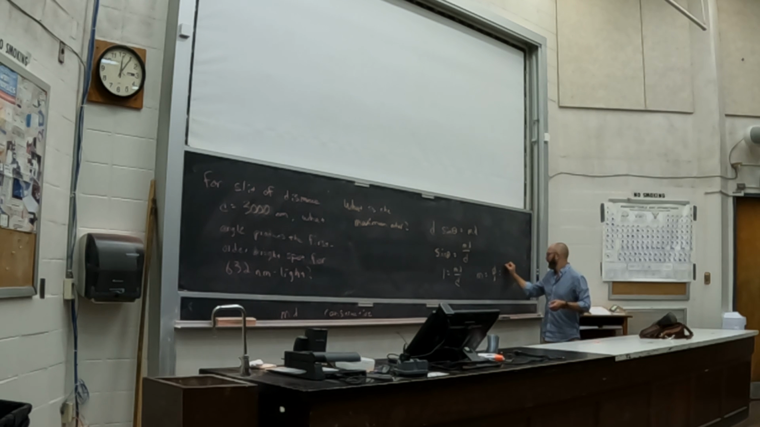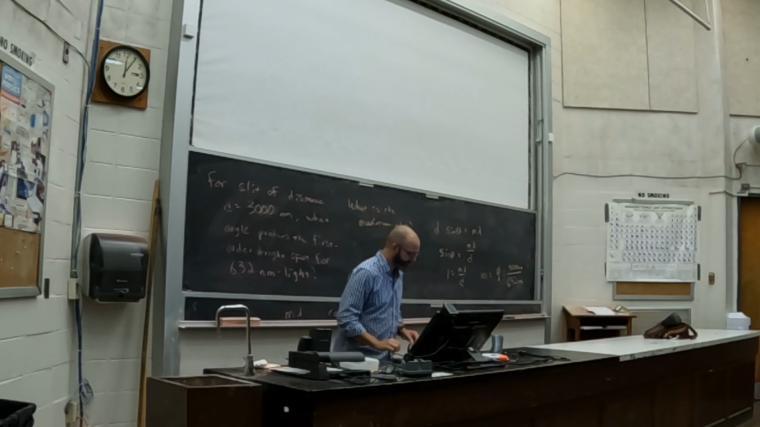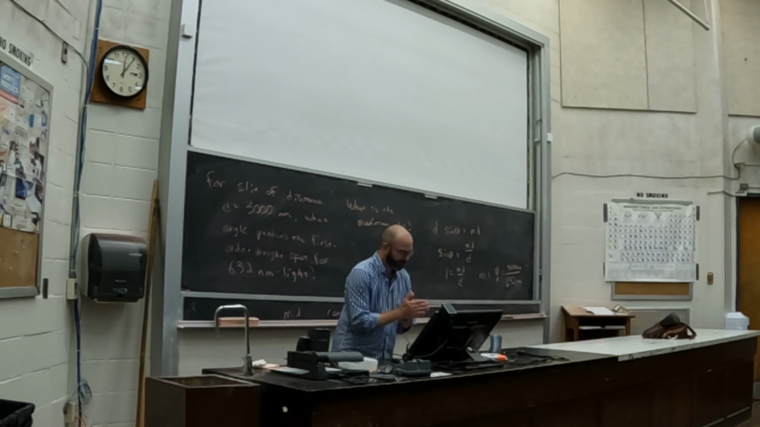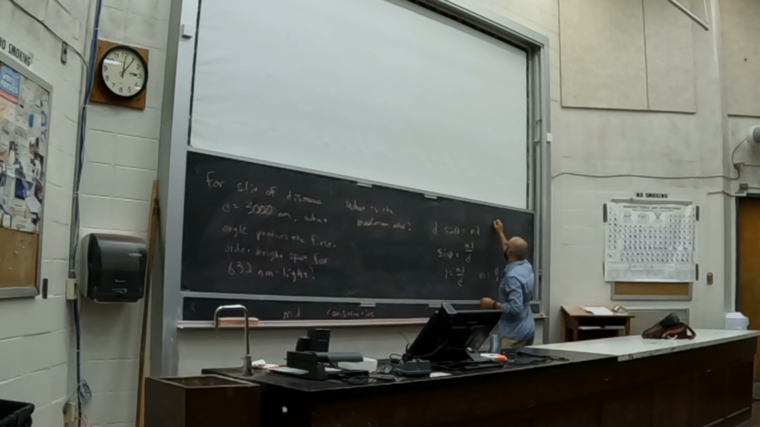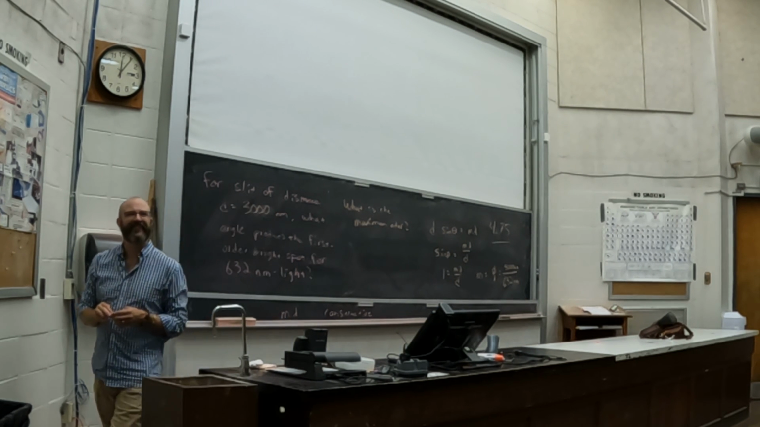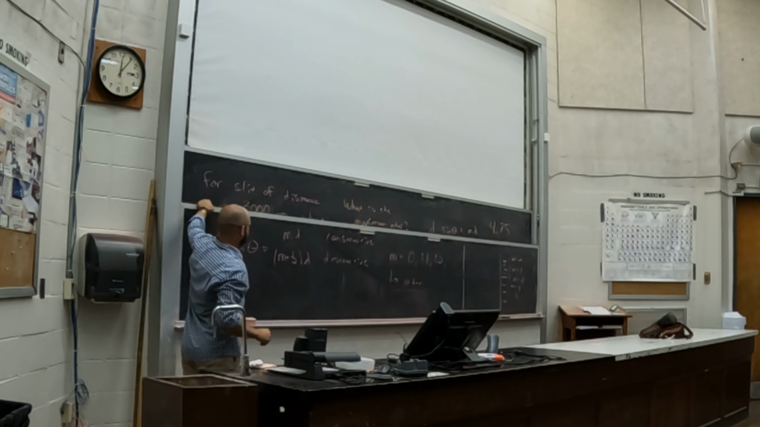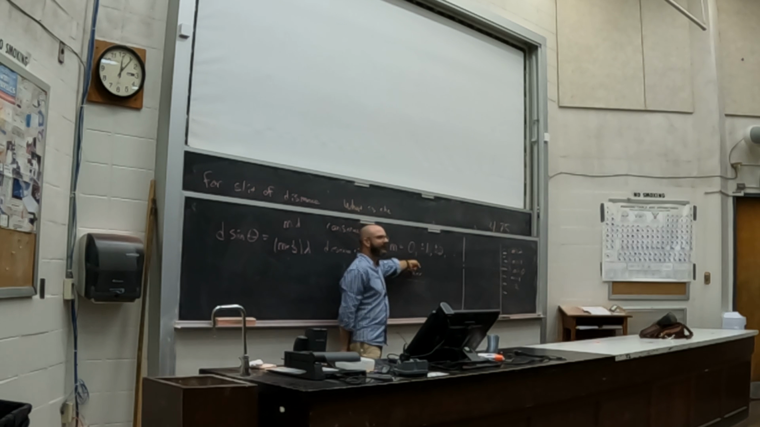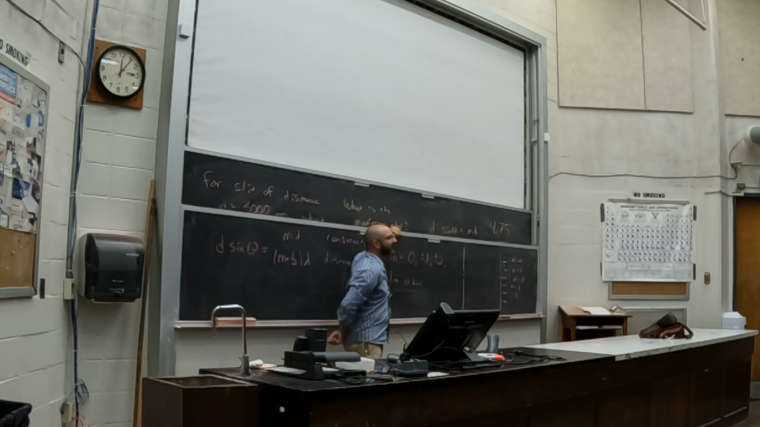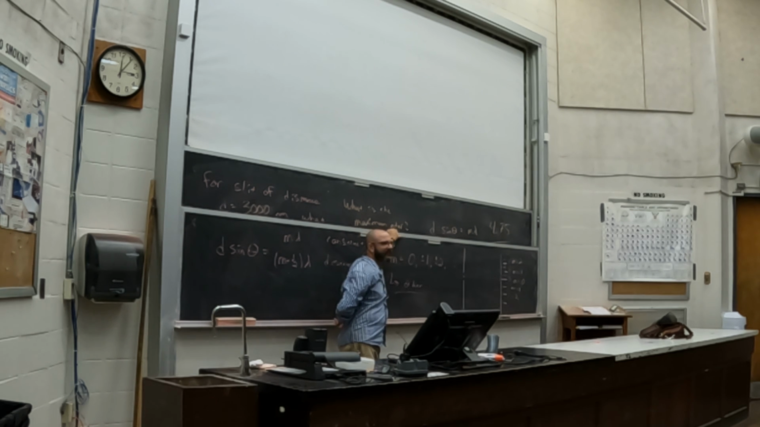D is 3,000 nanometers. Lambda, 632 nanometers. If I plug this into my calculator, I get 4.75. What's my answer? What's your instinct when you see 4.75? 4. Yeah, 4. Right? Can only be 4.